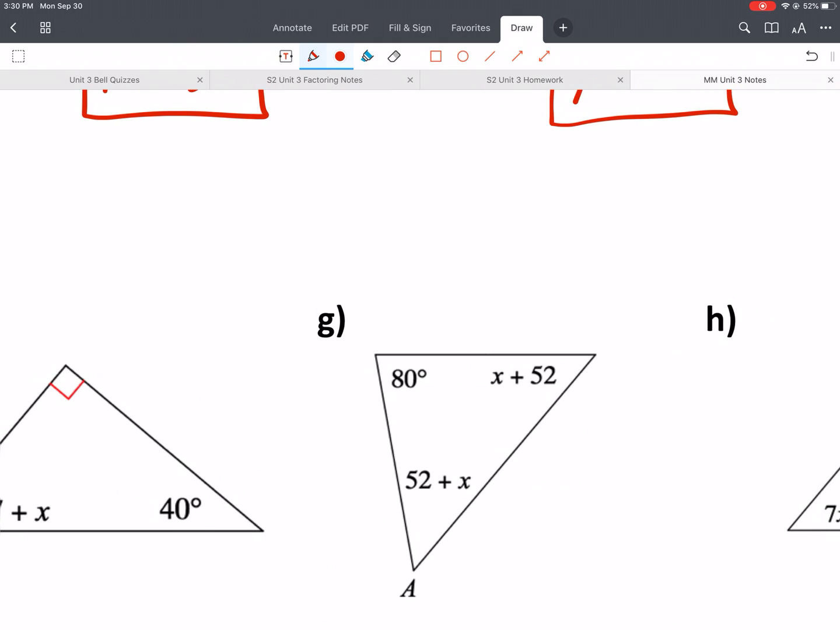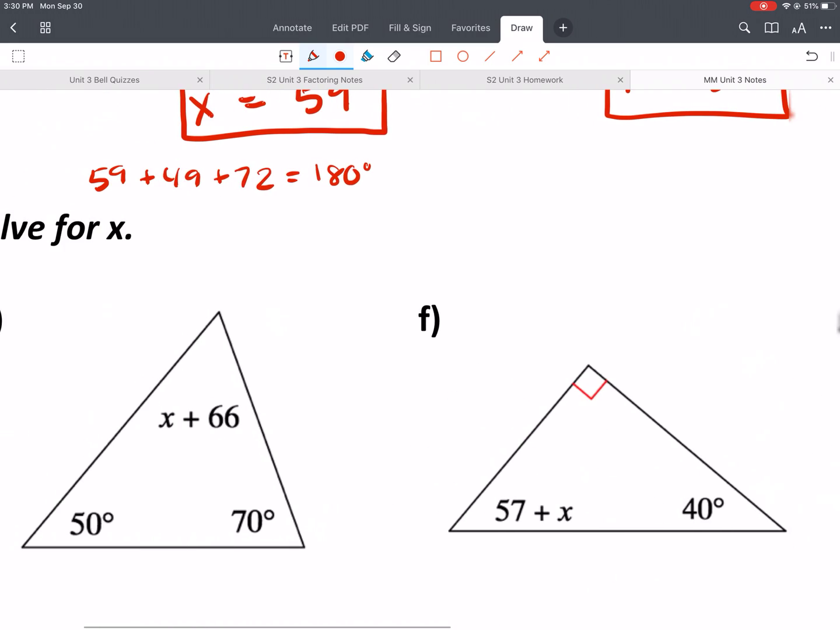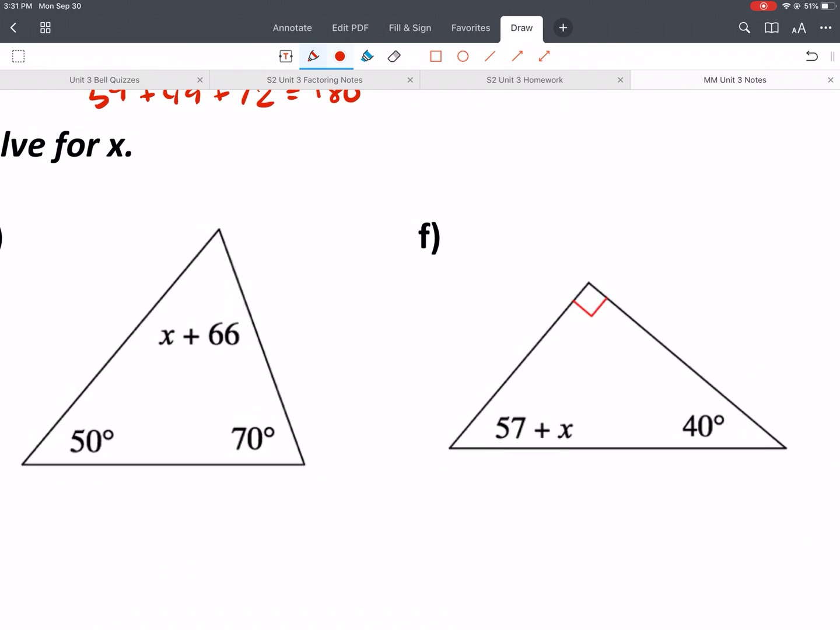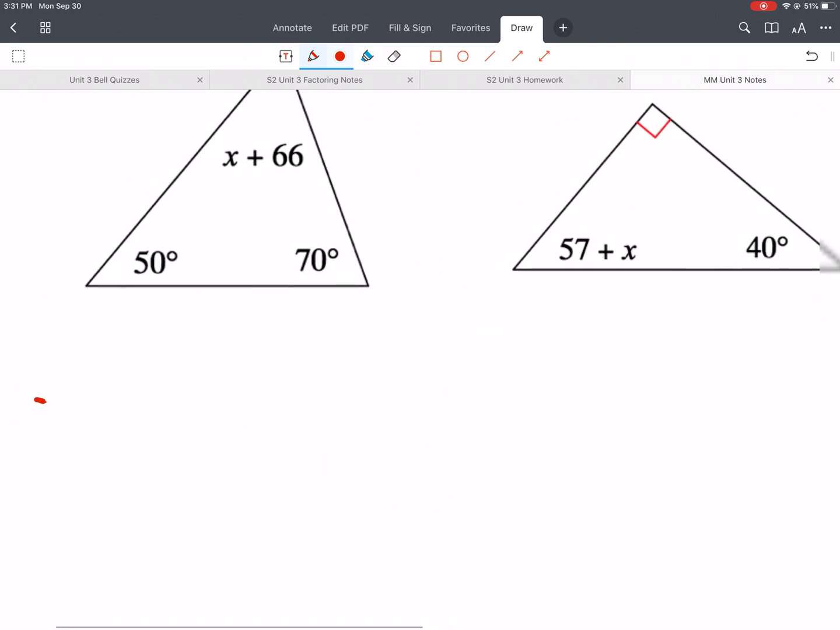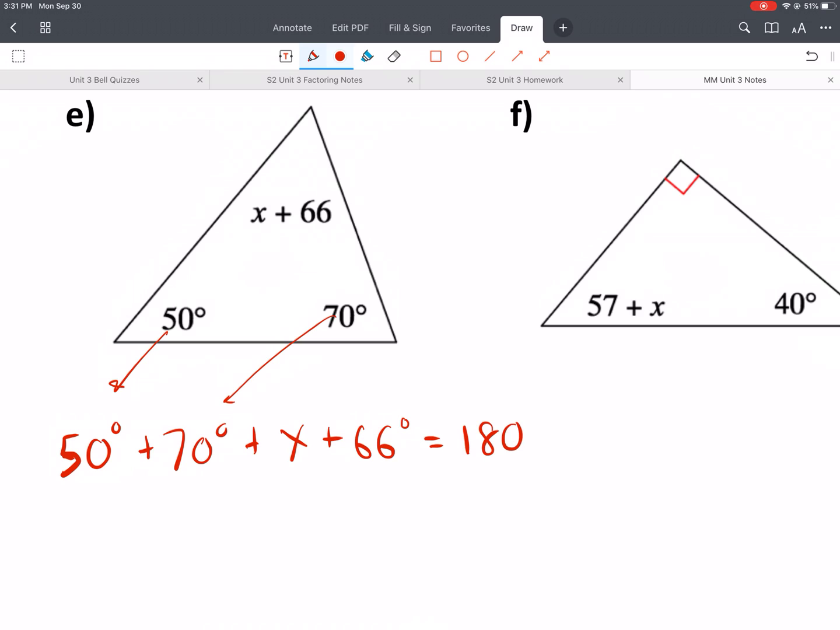E through H, we have some different types of problems where we have x plus something as our angle, and things can get a little more complicated. So please, like I said, don't do shortcuts because you'll perhaps make mistakes. We'll do the same thing though. We'll do 50 degrees plus 70 degrees plus x plus 66 degrees equals 180.